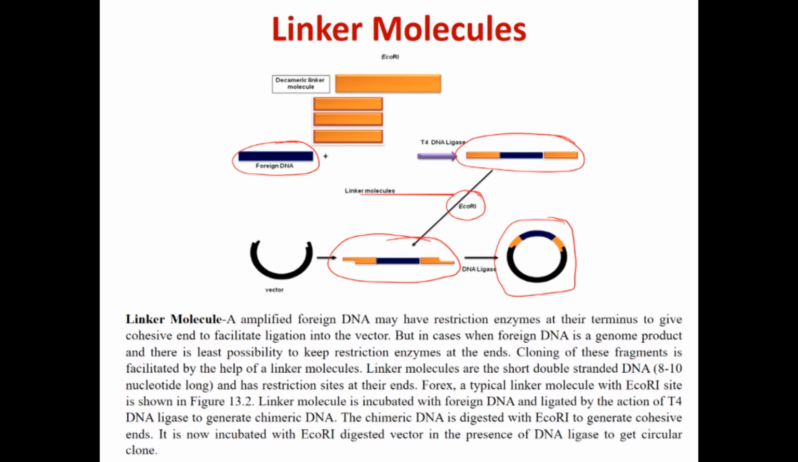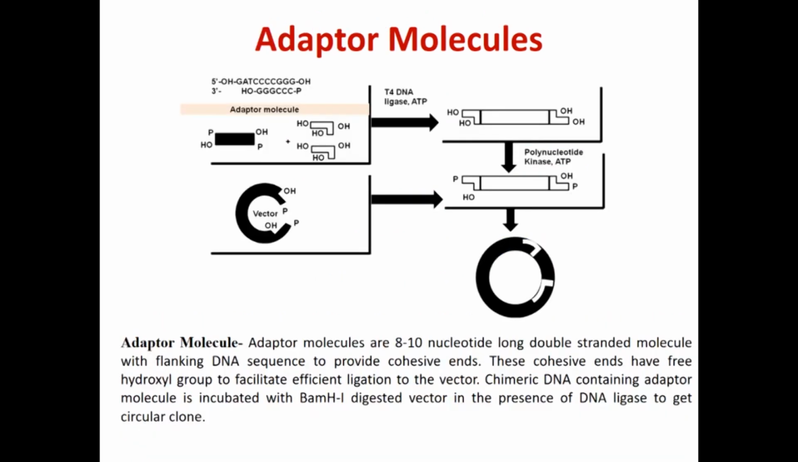Compared to the linker molecules, the adapter molecules already have the cohesive ends, so you do not need to do a restriction digestion. That is the first and more important difference: for a linker molecule you might have to do a restriction digestion, and only then it is going to have the cohesive ends, whereas the adapter molecules have predetermined cohesive ends.